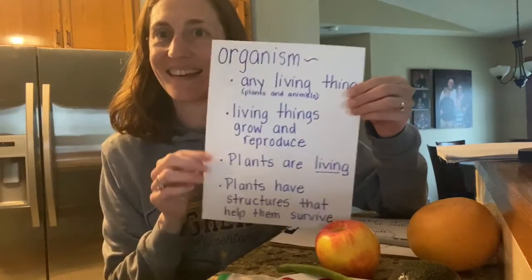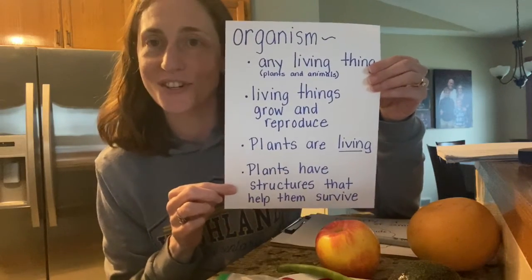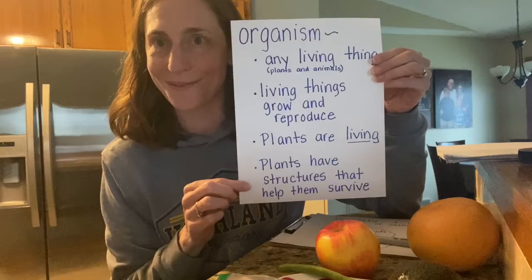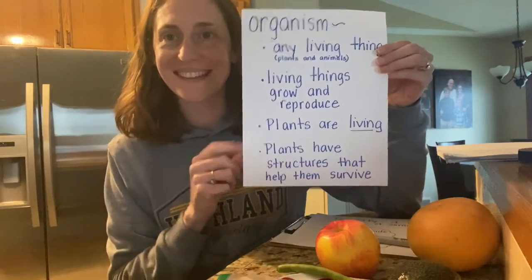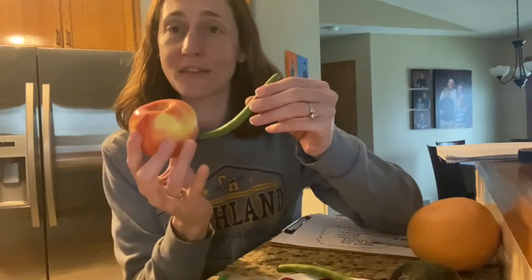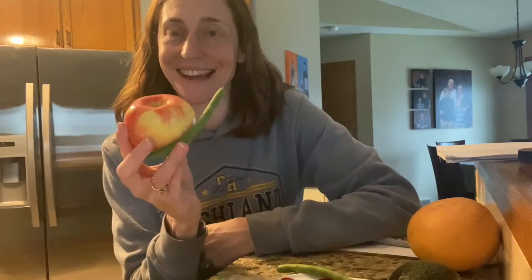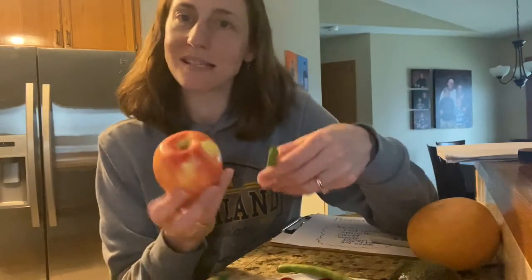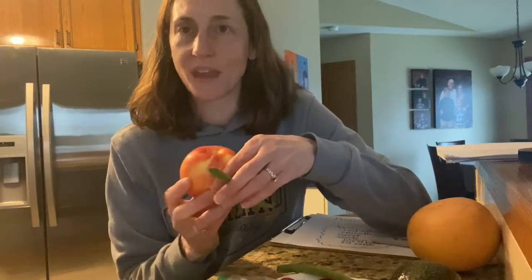Today you learned that a plant is an organism or a living thing, and that plants have structures that help them survive. You learned that a fruit is the part of a plant that holds the seeds inside. One important thing about this is, yes, they hold the seeds, but what else is important about a fruit? A fruit is really important because it also protects the seeds inside.